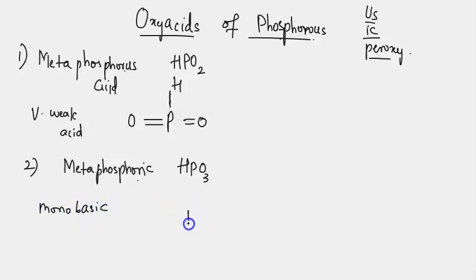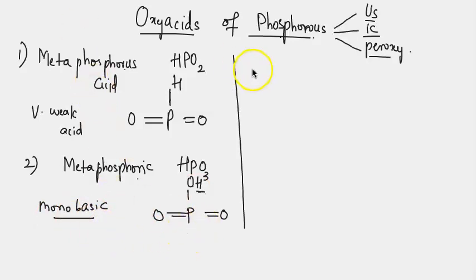Let us look at the structure. Phosphorus at the center, connected to two oxygens on either side, and again connected to OH. Since hydrogen is directly connected to oxygen, this hydrogen can be replaced with another element, and hence it is a monobasic acid. This is the structure of metaphosphoric acid.